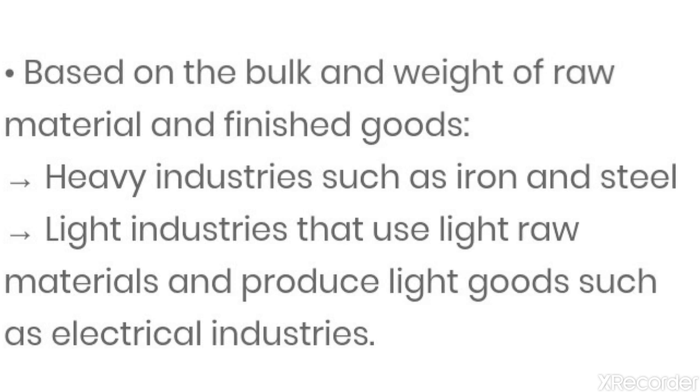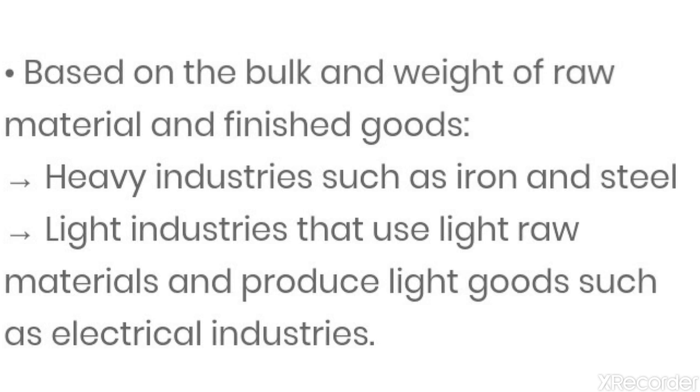Then, on the basis of the bulk and weight of raw materials used, the second type is the light industry. Light industries are those which use light raw materials, and the goods that they produce are also light in nature. Example: electrical industries and the watch industry. They use very light raw materials, and the products they produce are also light in nature.